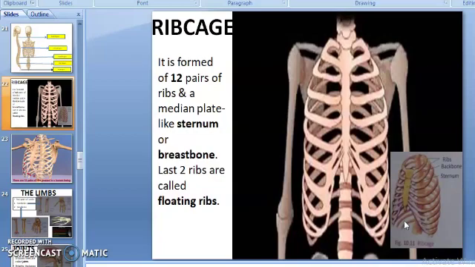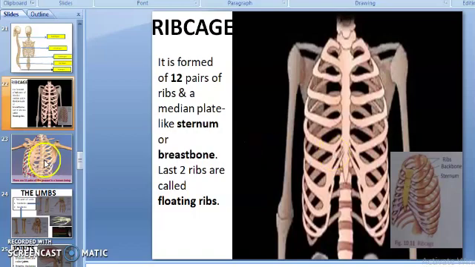One more time I am repeating it. The rib cage is formed of 12 pairs of ribs and a median plate like sternum, that is breastbone. The first 10 pairs of the ribs are attached to the breastbone in the front side, and at the back side it is connected to the backbone. The ends of the last two ribs are free and they are also called floating ribs. And the rib cage is used to protect the lungs and heart, which are the delicate human organs.